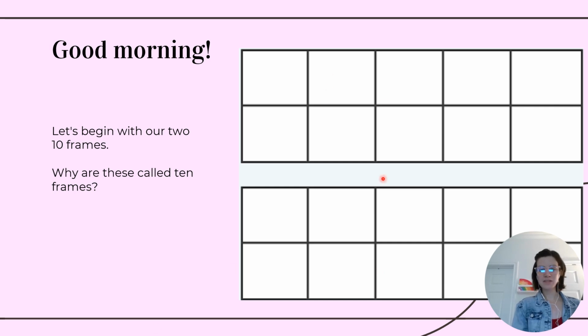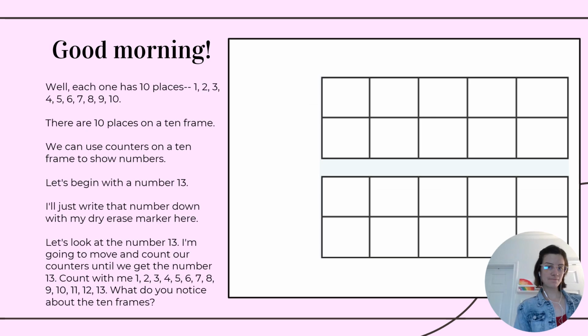So we have our 2 10 frames here. Why are these called 10 frames? Each one has 10 places. 1, 2, 3, 4, 5, 6, 7, 8, 9, 10. There are 10 places in a 10 frame, and we can use counters on a 10 frame to show numbers. So we're going to begin with the number 13. So I'm going to write the number 13 here.